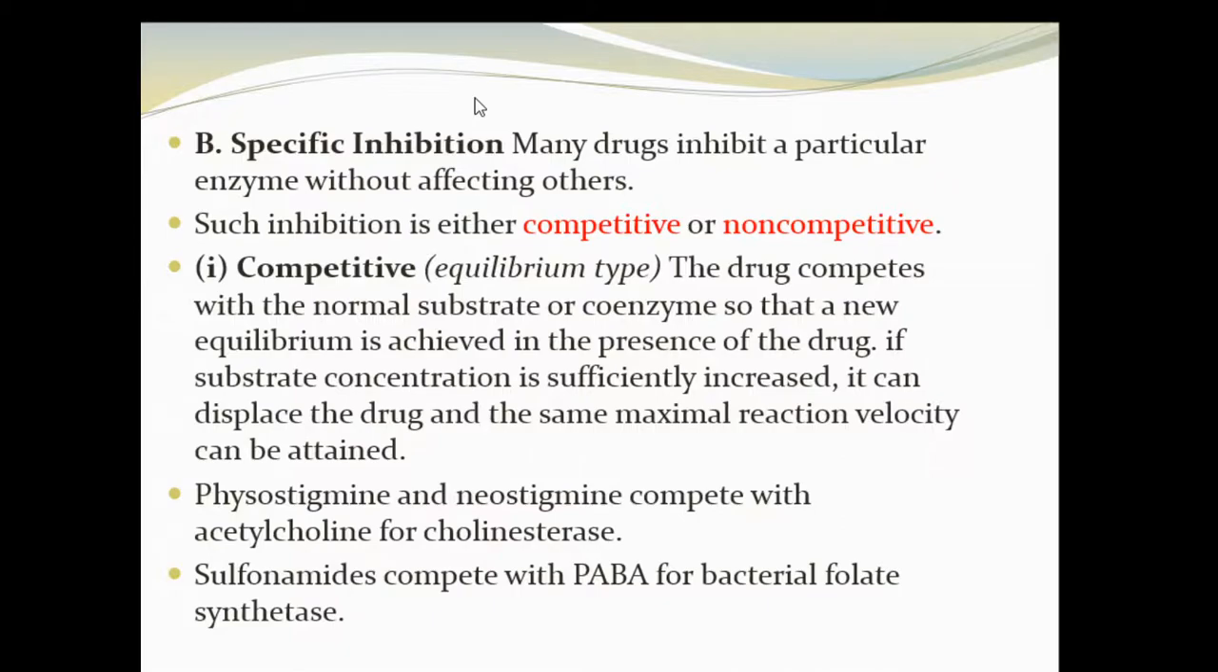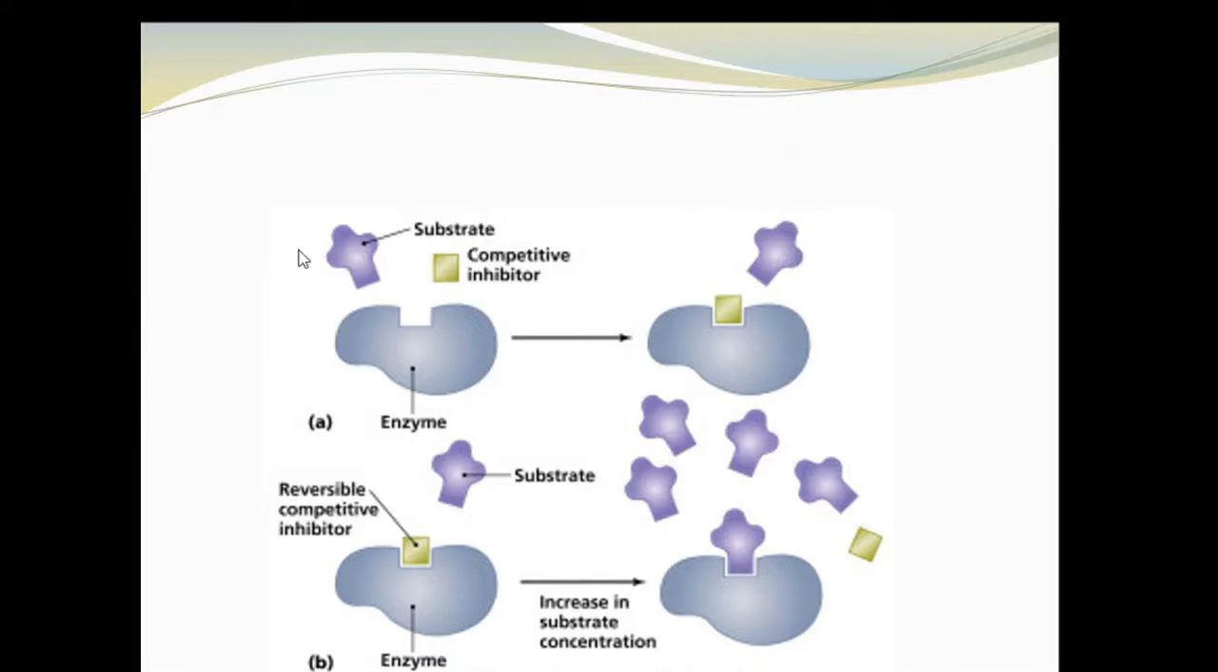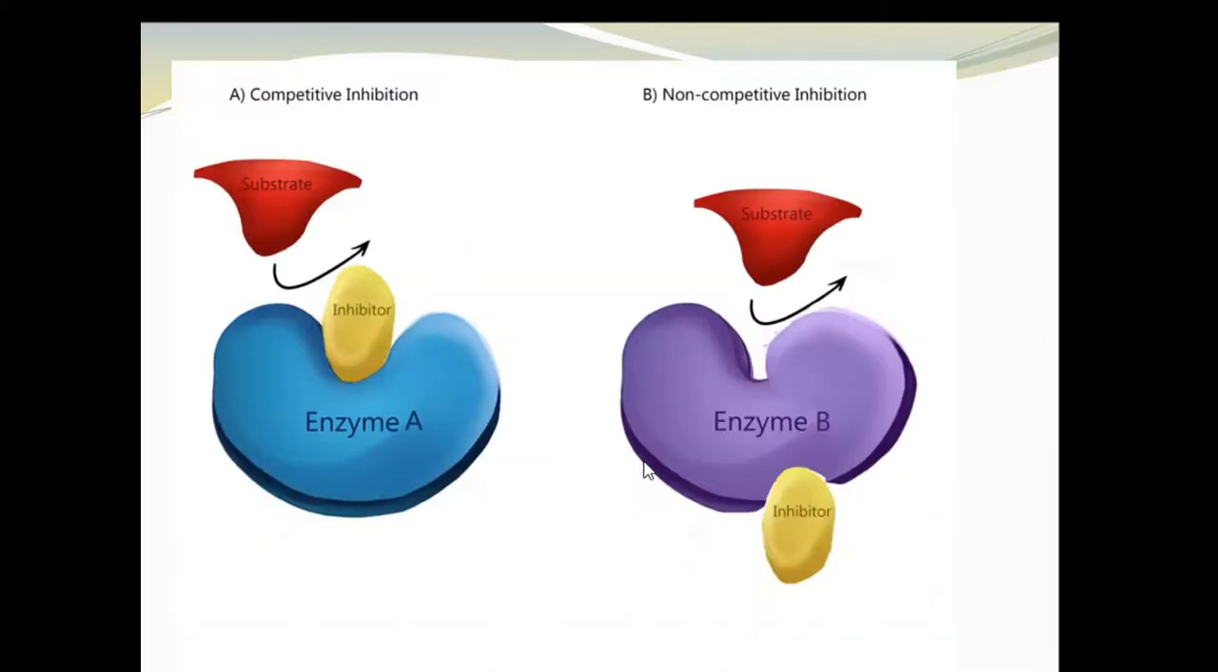Just as we have seen in the animation, physostigmine and neostigmine compete with acetylcholine for cholinesterases. So you can see here in the image, this is your inhibitor and this is the substrate, which have the same structure, so they will compete. Once the inhibitor binds to the enzyme site, it will stop the reaction. Once it is removed, the substrate may bind and again the enzyme will become active. So hence there will be a competition, hence we call it competitive inhibition.